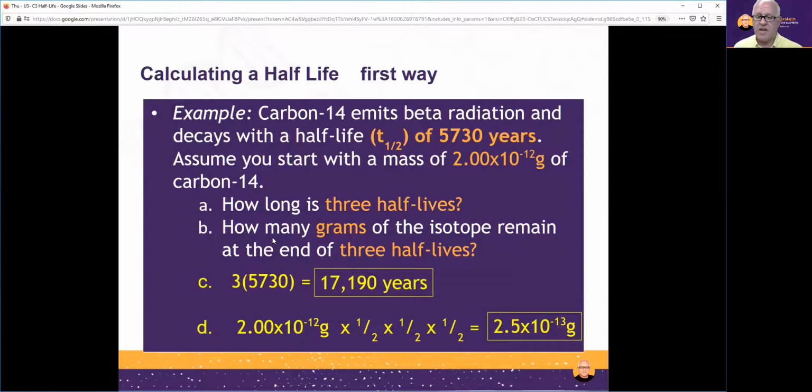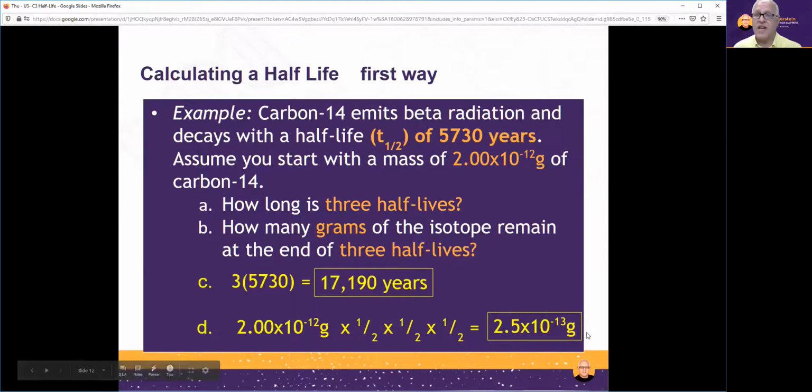How many grams of the isotope remain at the end of 3 half-lives? Well, we start off with a mass of 2 times 10 to the negative 12. You'll calculate that, times a half, times a half, times a half, you end up with 2.5 times 10 to the negative 13 grams.